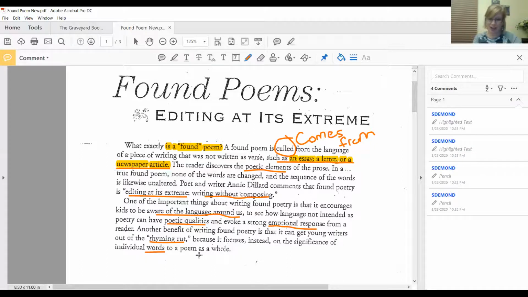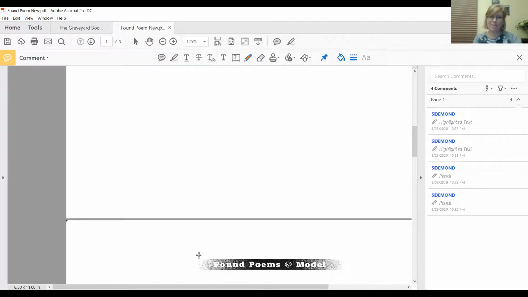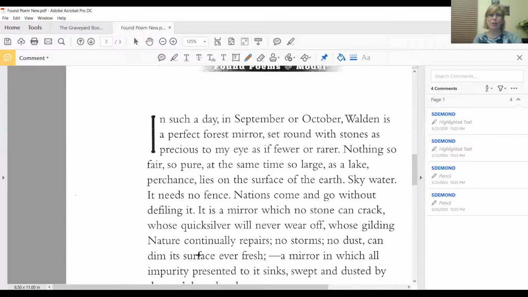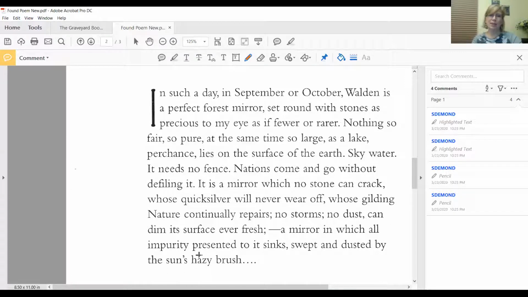So let's go ahead and check out an example here. Just for some ease, I have copied part of our prose piece, right? A sentence and the paragraphs. And this is The Ponds from Henry David Thoreau. So I'm going to spend a few minutes.